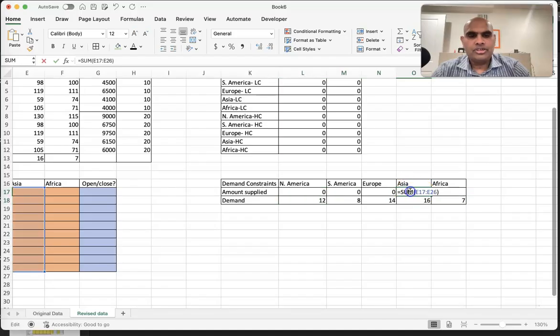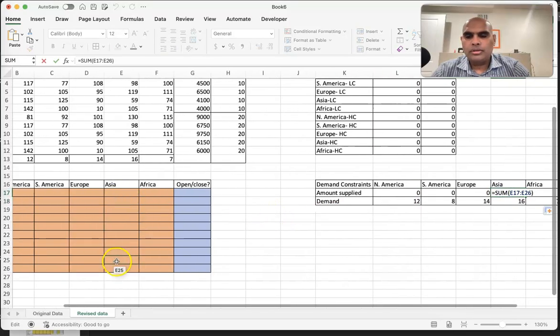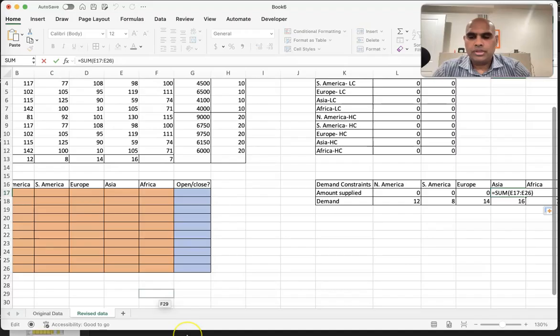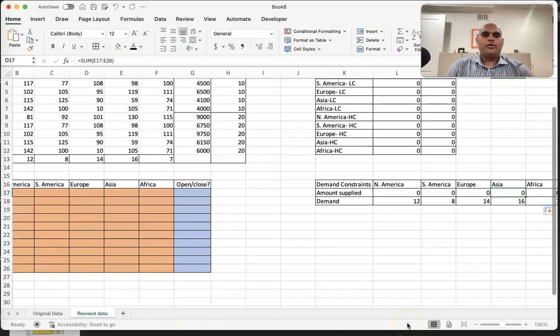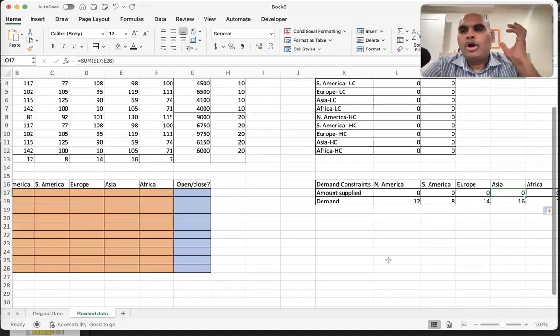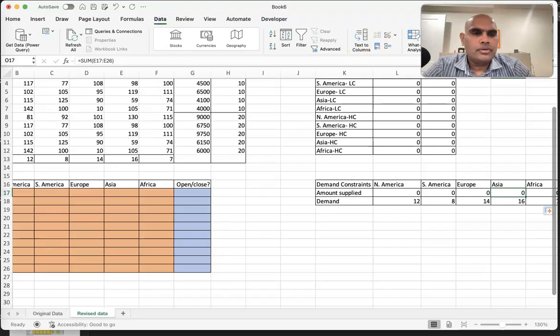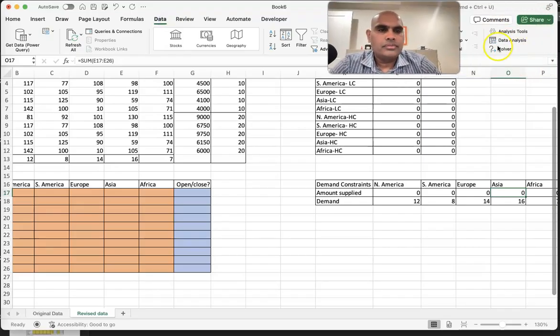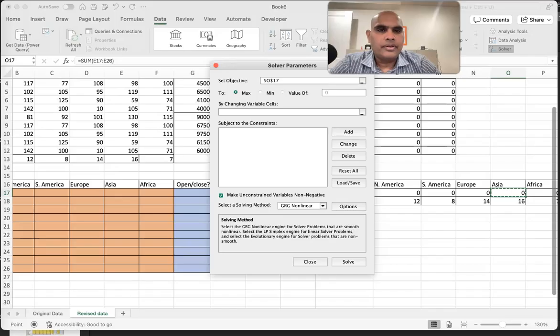And let's check Asia. Asia is the sum of all the units coming into Asia, right? And there you go. So now I've set up my demand constraints, my supply constraints. I've set up my objective, which is to minimize cost. The only thing that I've not set up directly is the binary constraints, but that we'll put directly into Solver. So I'm going to go to Data. I'm going to open up Solver. Open up Solver right there.